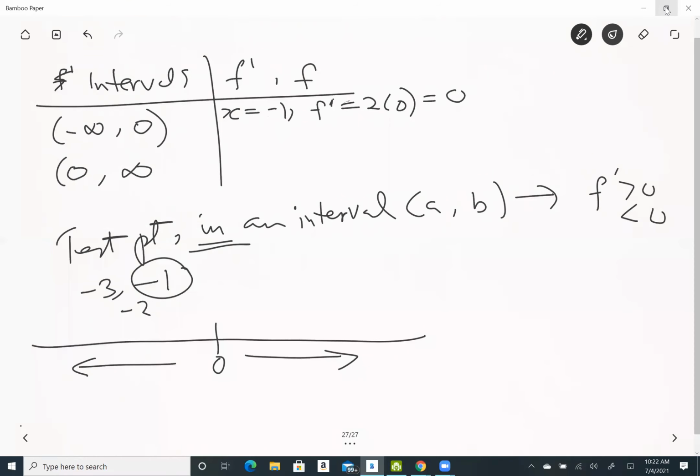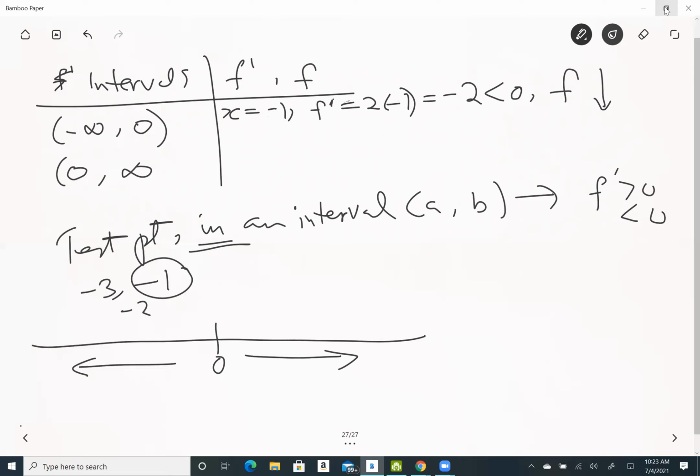So what do you get? I get 2 times -1, that is equal to -2. So f prime is negative. Now f prime is negative, so what about the function? The function is decreasing. So we know the interval on the left of 0 is decreasing. And at 0, the slope is 0. y prime is 0. That's the critical point, or the turning point.